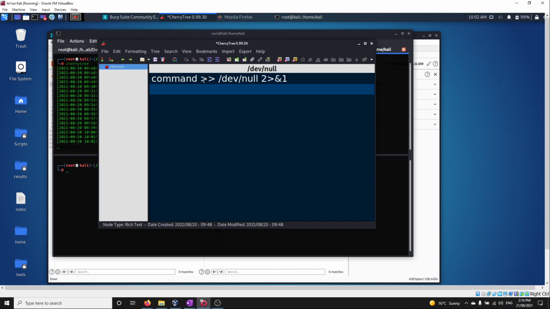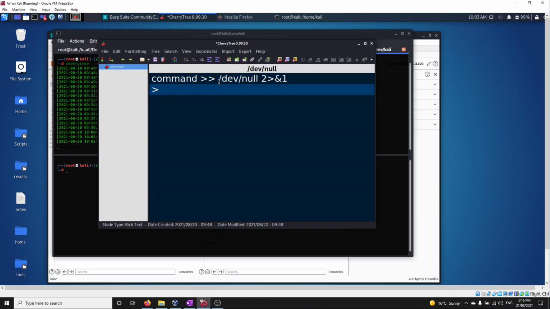If we start from the two greater than sign, the two greater than sign is appending to the file instead of overwriting it. If there was only one greater than sign, then it would have overwritten the file. Because we've got two there, it's going to append to the file. So it's not going to remove the content of the file, it's just going to add to the file.